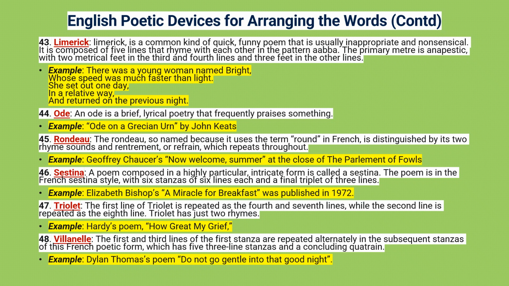Triolet. The first line of a triolet is repeated as the 4th and 7th lines, while the second line is repeated as the 8th line. Triolet has just 2 rhymes. The last one is villanelle. The first and third lines of the first stanza are repeated alternately in the subsequent stanzas of this French poetic form, which has 5 3-line stanzas and a concluding quatrain.